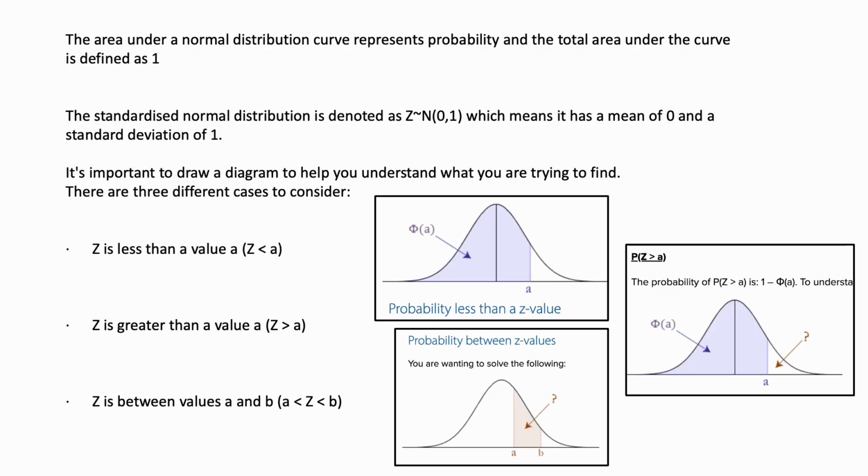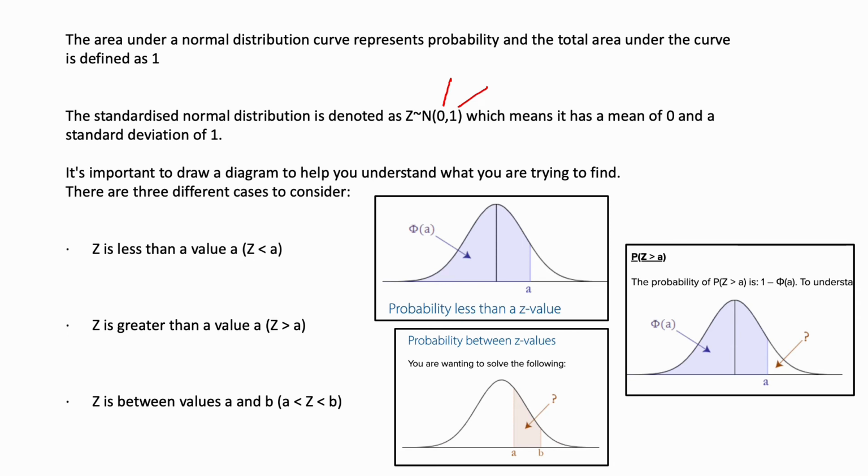So the next thing that we are going to look at is our statistical tables. We know that our bell curve, the area underneath the whole thing is defined as 1 or 100%. We've also just looked at the notation, which tells us that here the mean is 0 and 1 is the standard deviation. And there's 3 different cases we can consider, and again a diagram is very helpful.